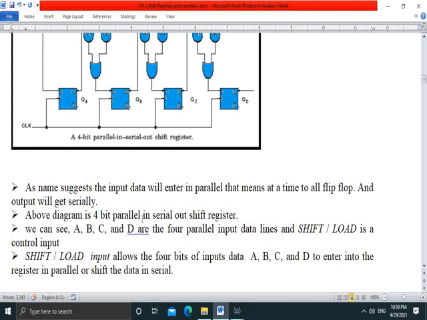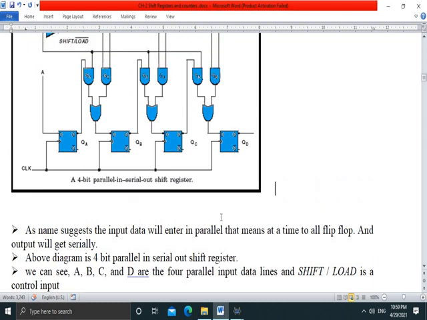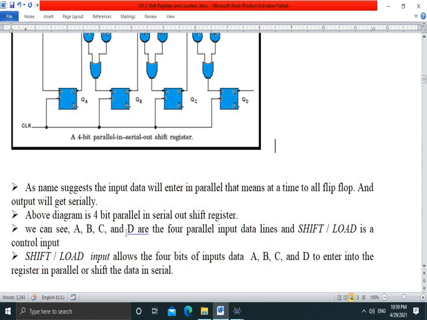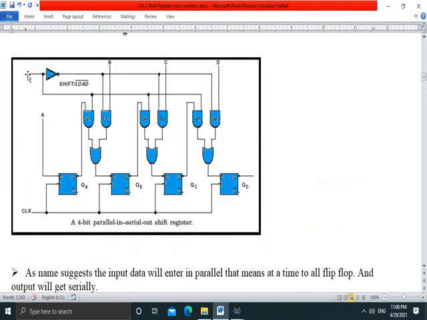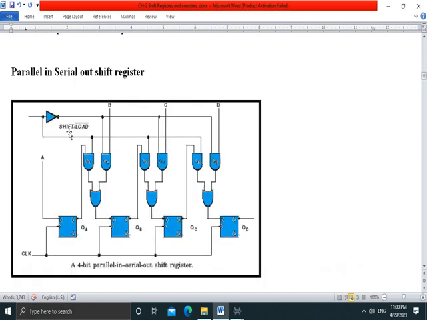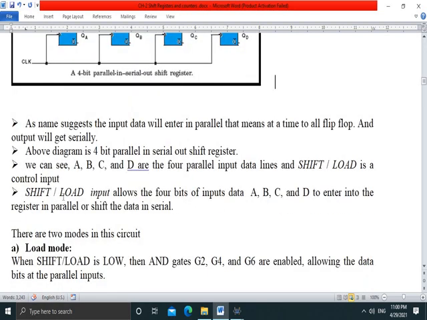The above diagram is a 4-bit parallel in serial out shift register. We can see ABCD are the 4 parallel input lines and shift or load is the control input. See, the shift or load input is a control for shift mode or load mode. The shift or load input allows the 4 bits of input data A, B, C and D to enter the register in parallel or shift the data serially.